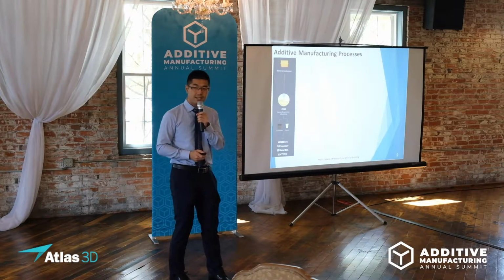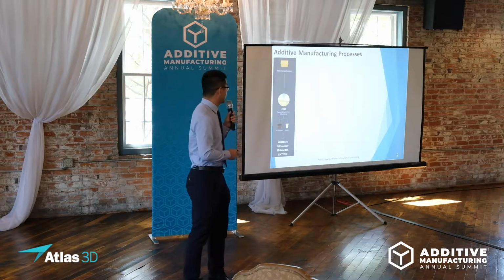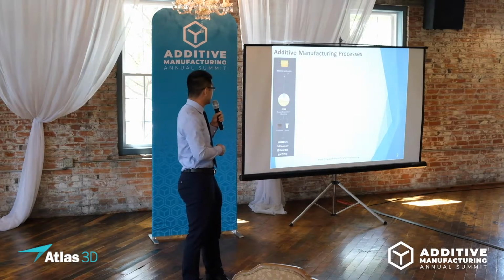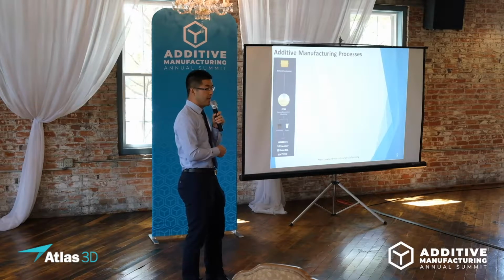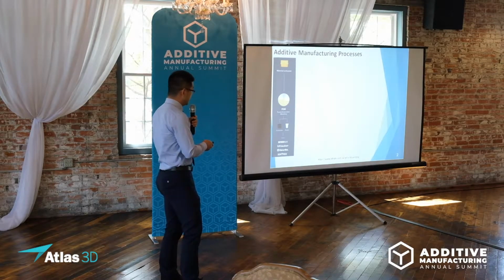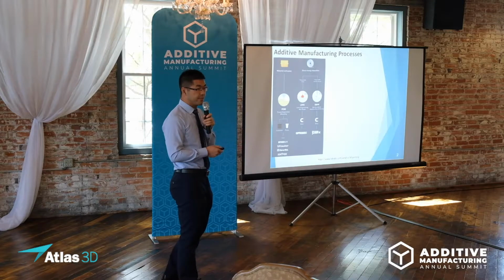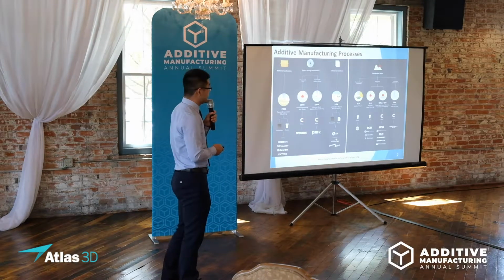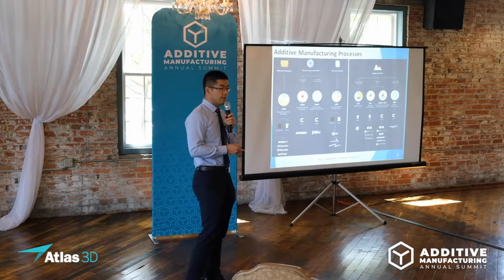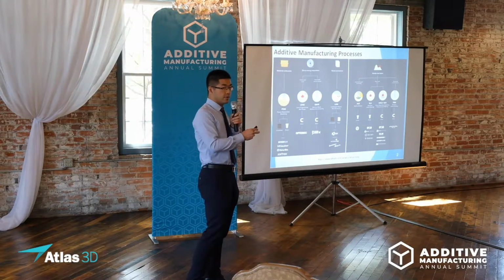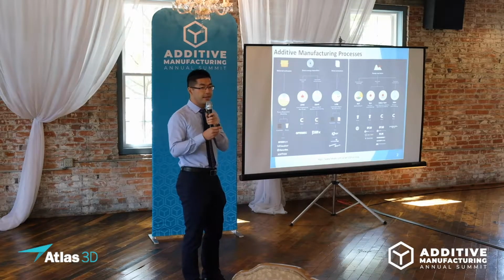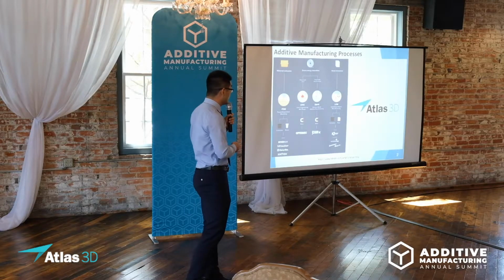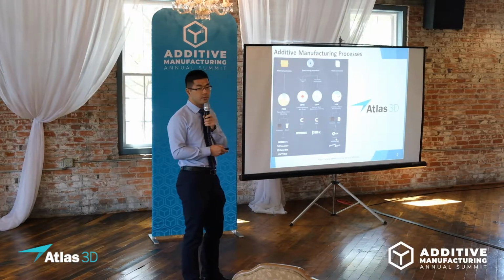There are lots of additive manufacturing processes right now, and we can categorize them into different types. For example, the material extrusion-based additive manufacturing, the direct energy deposition process, the sheet lamination process, and also the powder bed fusion process. Additive 3D can work for all of those, basically any layer by layer additive manufacturing process. However, for our research right now, we focus on the powder bed fusion process.